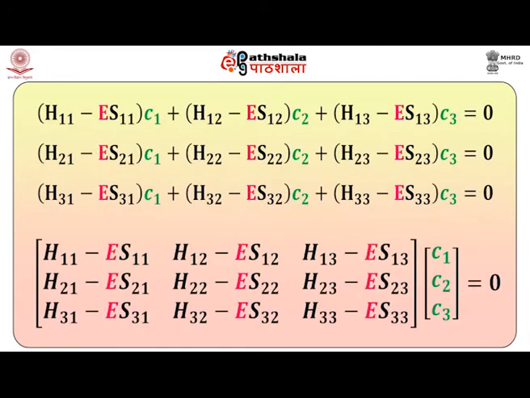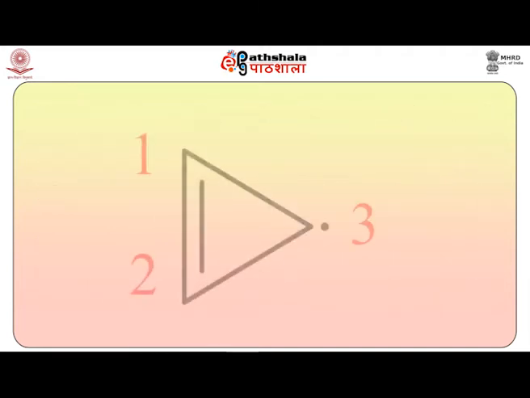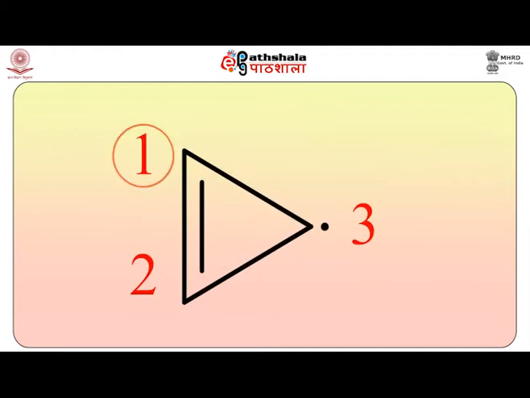Now our next aim is to solve the secular determinant. But while solving the secular determinant, we will have to apply Huckel approximations, and we also have to keep in mind that it is a cyclic system. You can see that carbon atom 1 and carbon atom 2 are linked to each other. Similarly, 1 is linked to 3 and 2 is also linked to 3. So these aspects have to be considered while applying Huckel approximations.